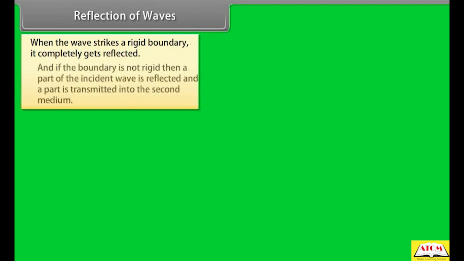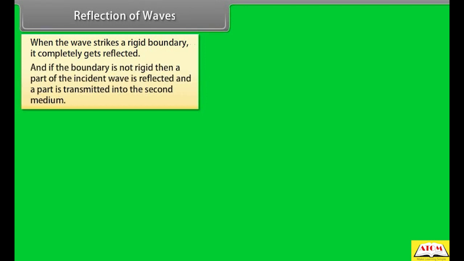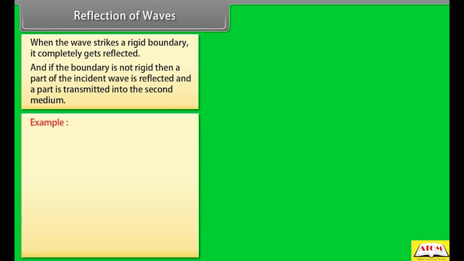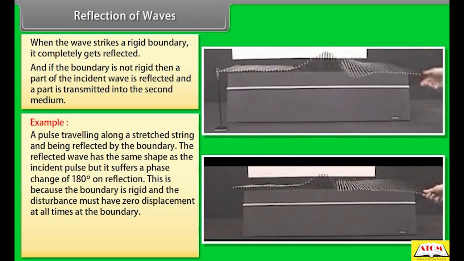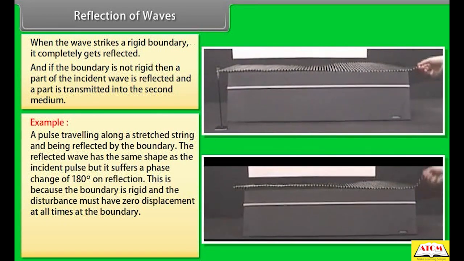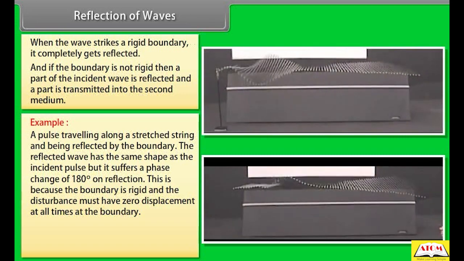Reflection of waves. When the wave strikes a rigid boundary, it completely gets reflected. And if the boundary is not rigid, then a part of the incident wave is reflected and a part is transmitted into the second medium. Let us take an example. A pulse traveling along a stretched string and being reflected by the boundary.